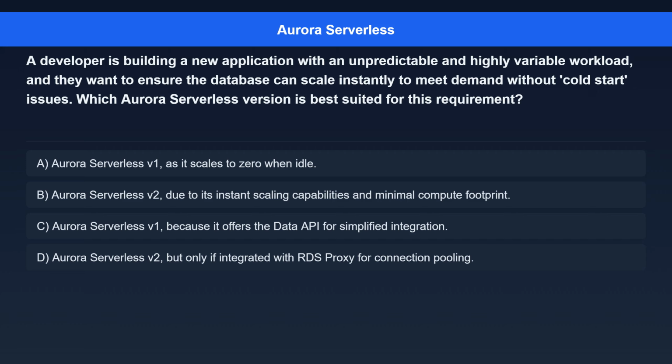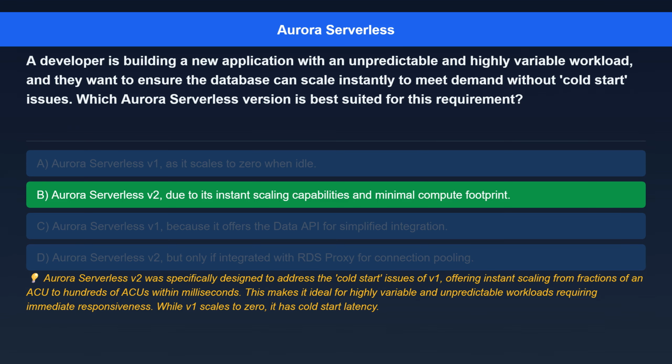Option A. Aurora Serverless v1, as it scales to 0 when idle. Option B. Aurora Serverless v2, due to its instant scaling capabilities and minimal compute footprint. Option C. Aurora Serverless v1, because it offers the Data API for simplified integration. Option D. Aurora Serverless v2, but only if integrated with RDS Proxy for connection pooling.